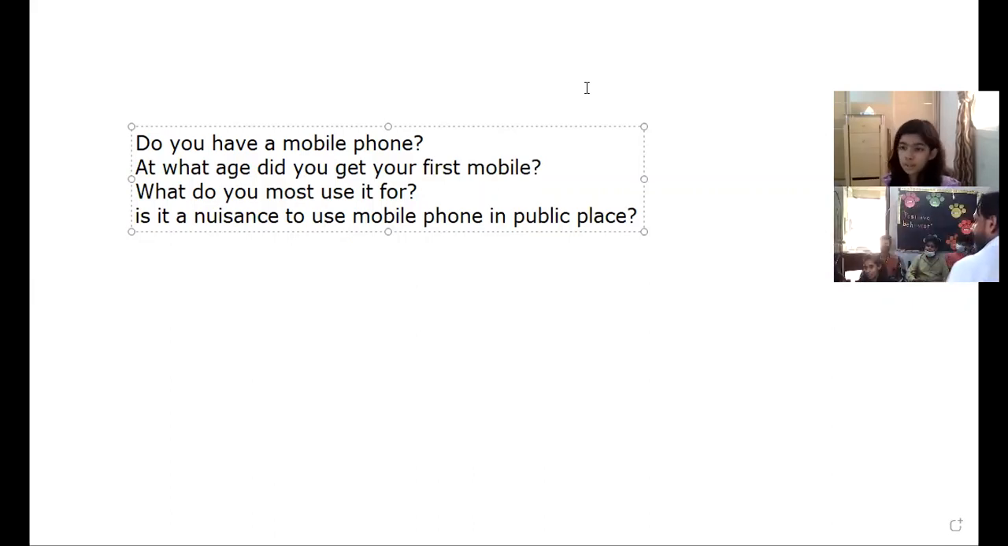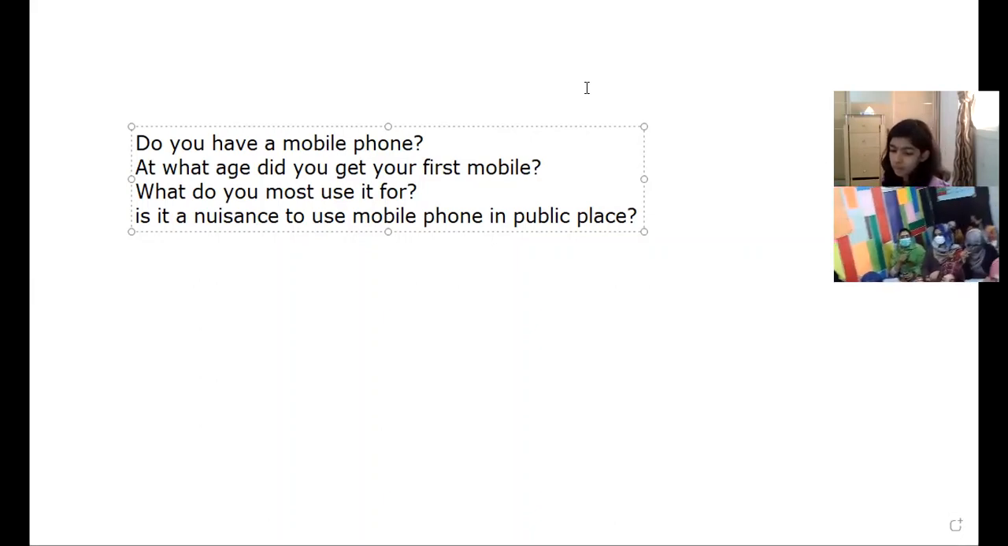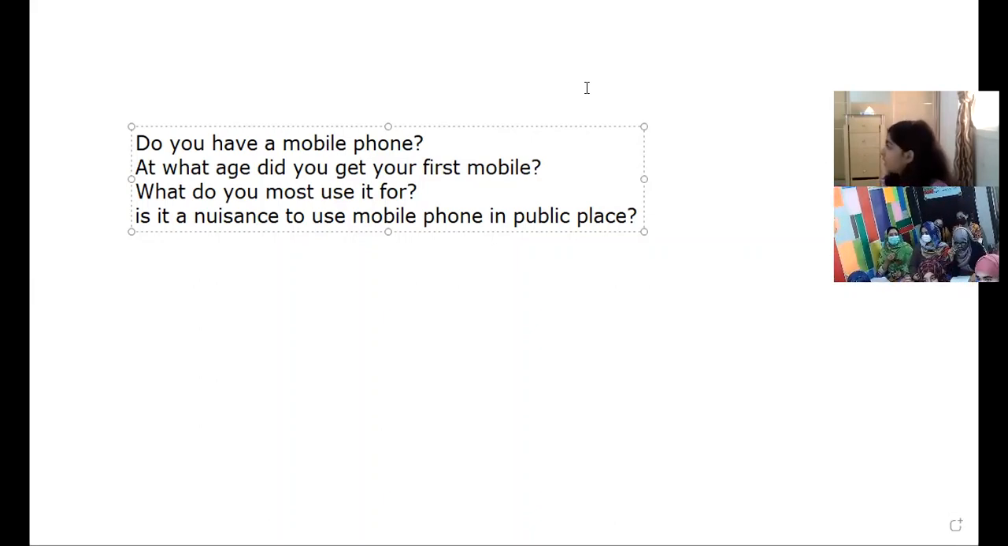The first question: do you have a mobile phone? I have a mobile phone. It helps us to make our life more easy and convenient. It's a blessing in emergency. And at what age did you get your first mobile? I remember that day. It was a very memorable day for me. I was in college. When I was in college, my elder sister gifted me a mobile. I was very happy and very excited. And another day, I gave it to my friends, and I enjoyed a lot.